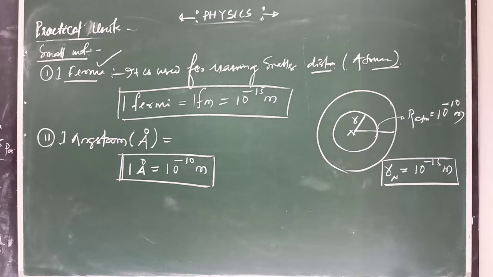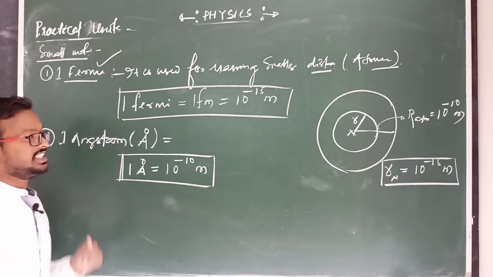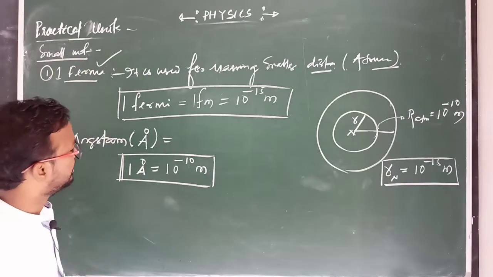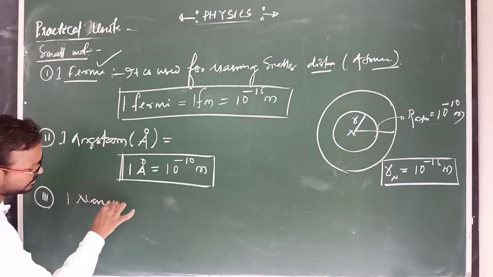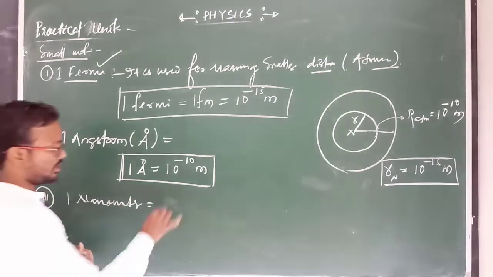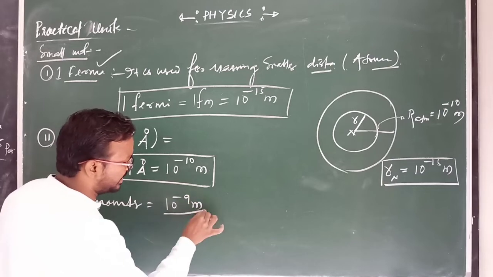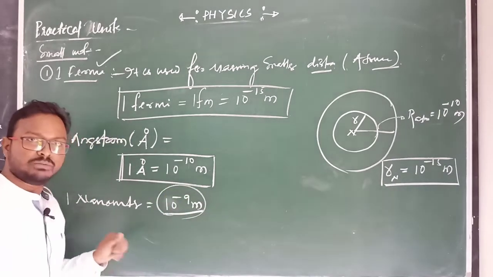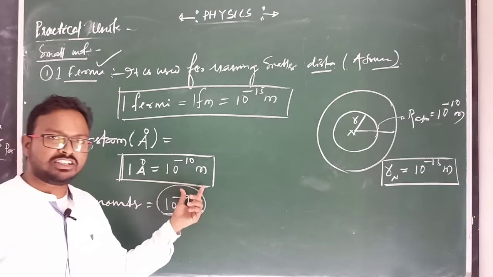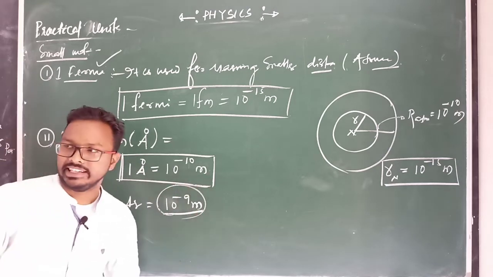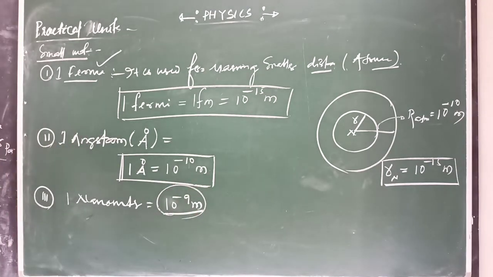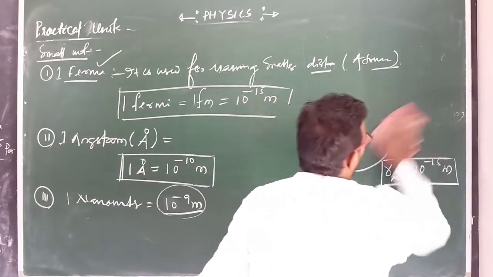Clear? So these are smaller units for measurement, and there is another smaller unit you can write, that is the nanometer, which is equal to 10 to the power minus 9 meter. We already discussed in prefixes and submultiples that 1 nano is equal to 10 to the power minus 9, so 1 nanometer is equal to 10 to the power minus 9 meter. So these are the practical units for measurement of distance, and these are smaller units to measure the physical quantity. Clear?